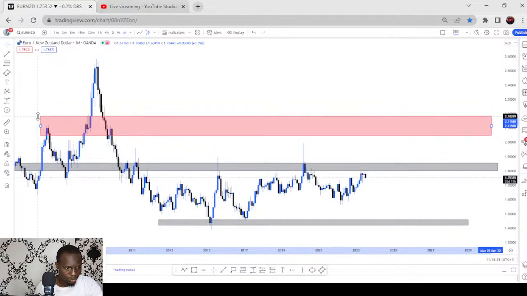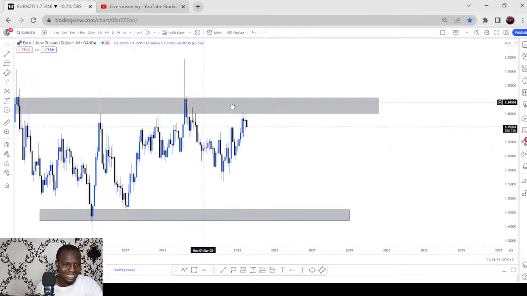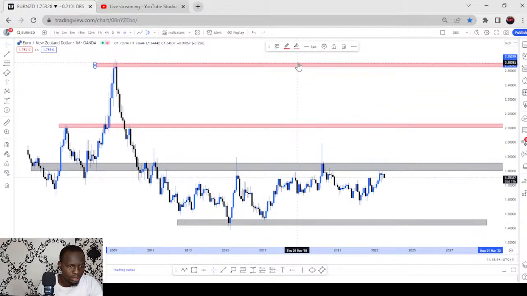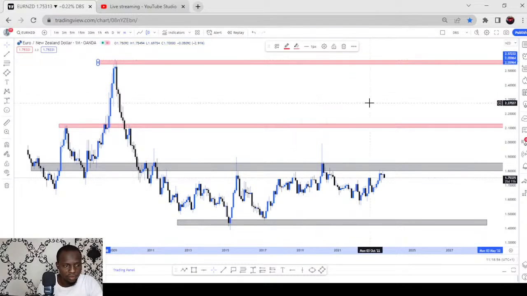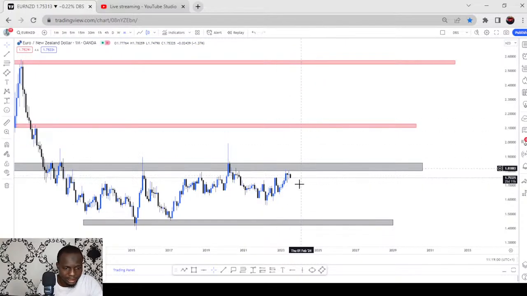Okay, so ladies and gentlemen, this will be the next level if this market is going to break above, and this will be another next level if this market is going to continue furthermore to the upside, and this will be the next level if this market wants to start coming to the downside.